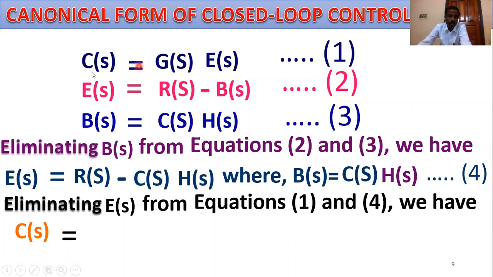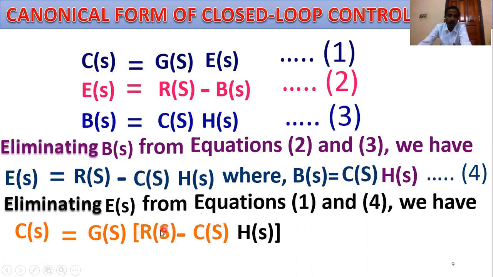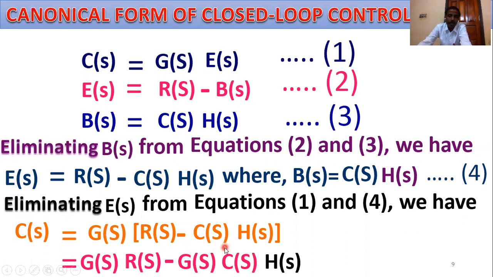C(s) equals G(s) common, and U(s) equals R(s) minus C(s) into H(s). So put here R(s) minus C(s) into H(s), because this is equivalent to E(s), and E(s) equals R(s) minus C(s) into H(s). Then multiplying G(s) into R(s) minus G(s) into C(s) into H(s). This is equivalent to C(s), the output C(s), or controlled output C(s).